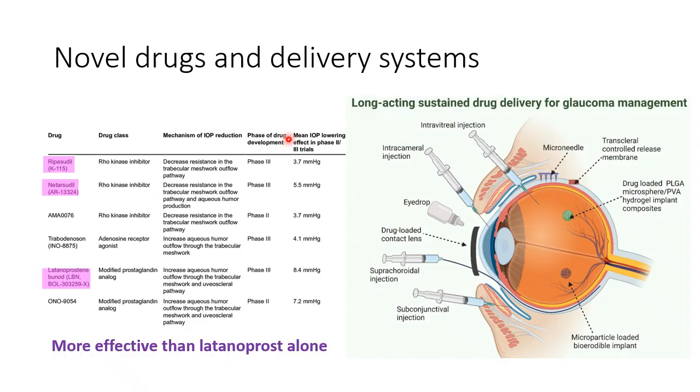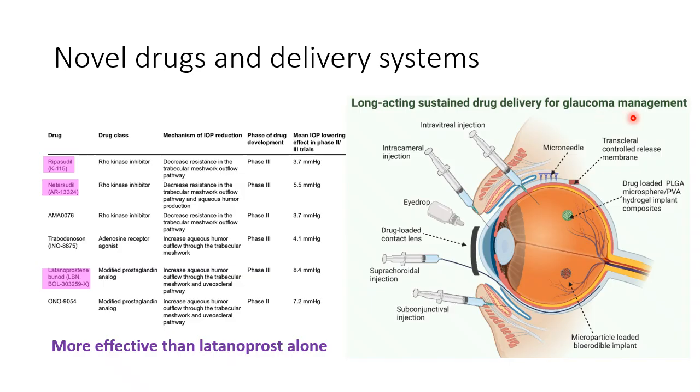Rho kinase inhibitors are already available in the market. It's a slightly old slide. Then the other drug is latanoprostene bunod. It's basically a cousin of the prostaglandin analog. And why is it novel? Because it increases aqueous humor outflow not just through the uveoscleral pathway but also through the trabecular meshwork. So that's the novelty of these drugs, and that is why they are more effective than the gold standard latanoprost alone. The ones in pink are already available in the market. And of course, it's good to know the names of the other drugs also, if possible.